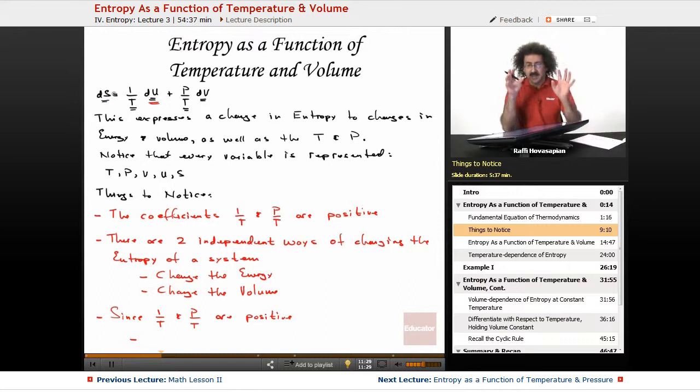So, if I raise the energy of the system, I raise the entropy of the system. If I increase the volume of the system, I increase the entropy of the system, and vice versa. If I decrease the energy, I decrease the entropy. If I decrease the volume, I decrease the entropy.